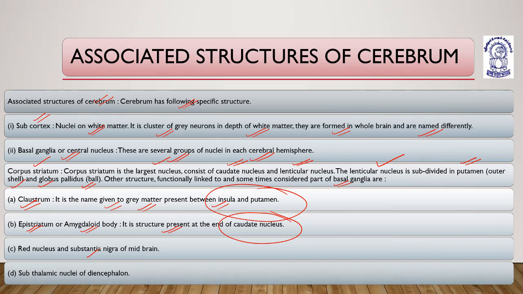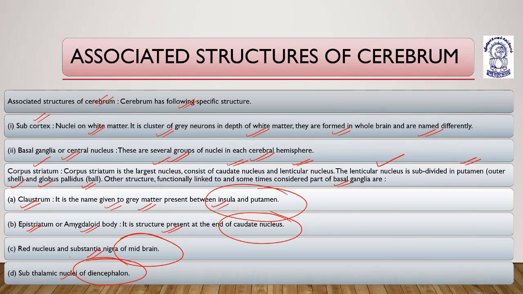Red nucleus and substantia nigra are present in the midbrain. Subthalamic nuclei are of the diencephalon. Subthalamic nuclei, red nucleus and substantia nigra, epistriatum and amygdaloid body, and claustrum are all considered part of the basal ganglia.